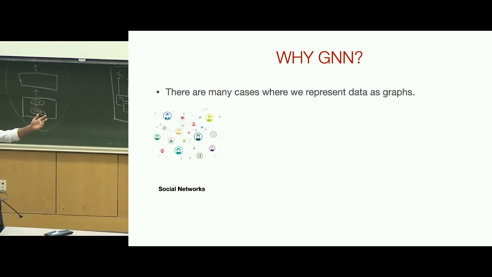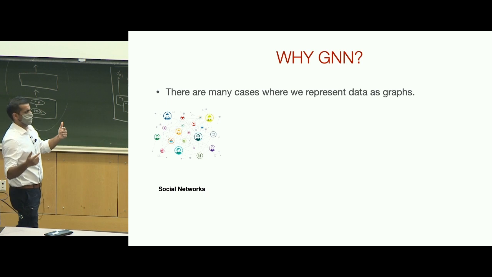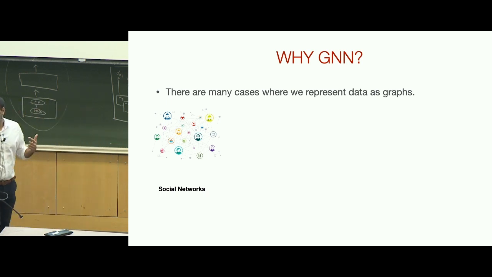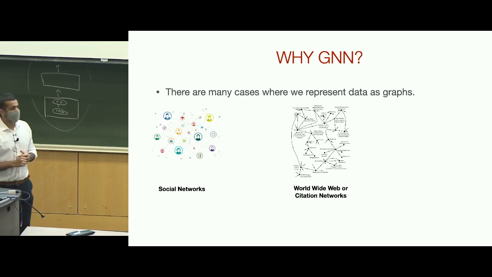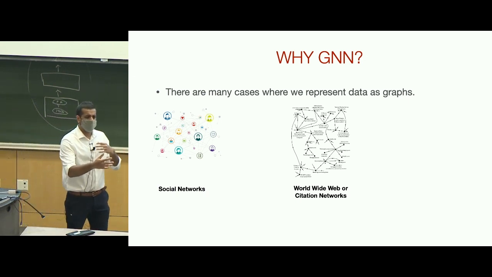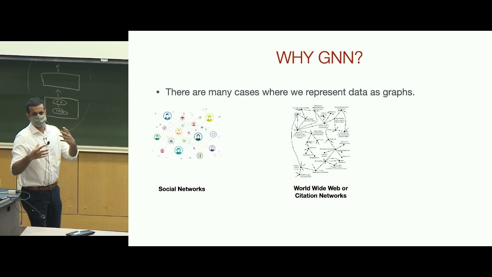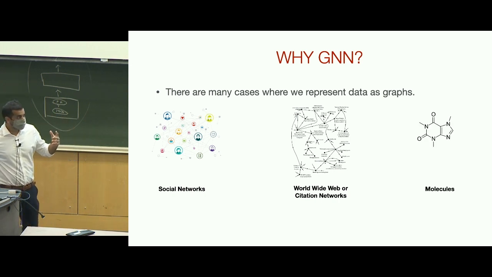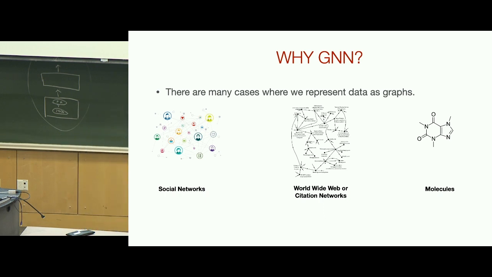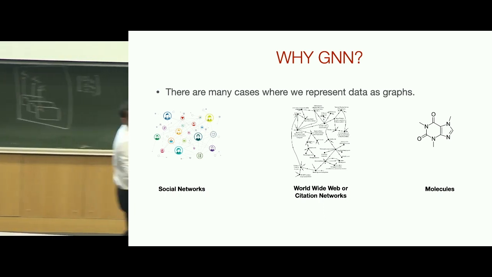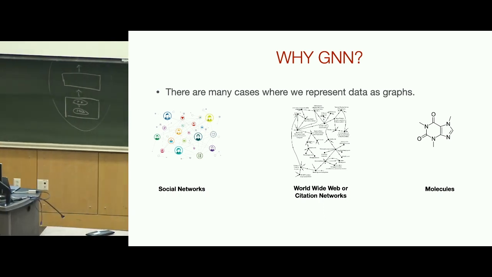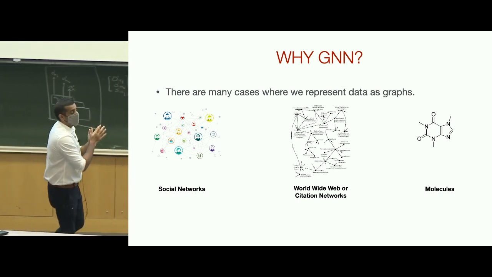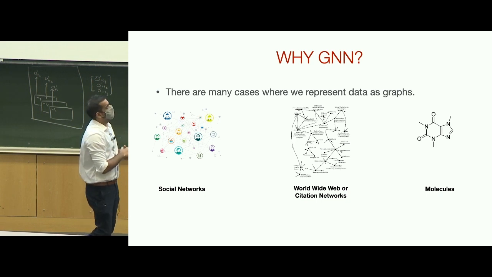So social networks are one example, where people on Facebook are friends with one another, linked to one another. Citation networks, where papers cite other papers. So they're in some sense linked to other papers, and that is information we're representing as graphs. Molecules can be represented as graphs, where the atoms are the nodes of the graph, and the bonds are the edges of the graph.